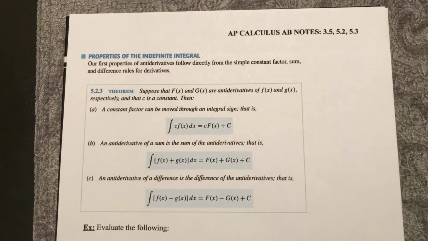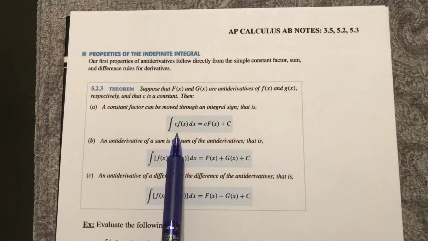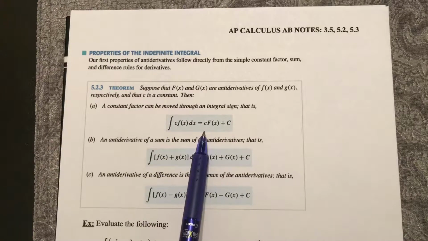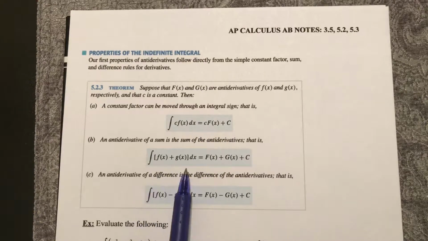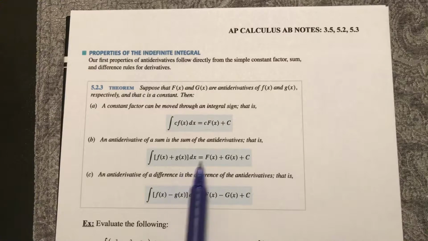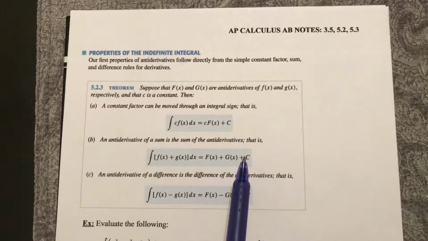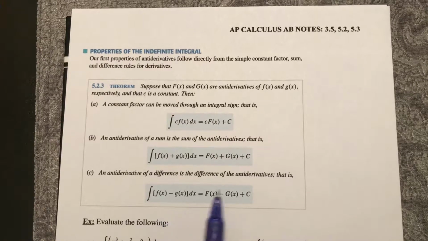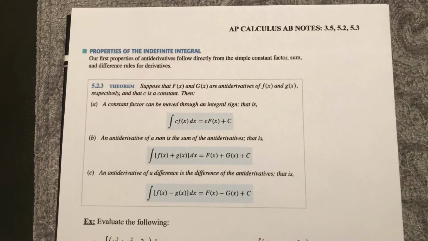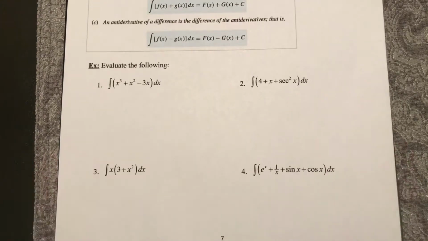So before we get into our examples, let's look at a few properties of integrals. If you have a constant within your integral, it's the constant multiplied by the antiderivative plus c. If you have the sum of two functions, you could just find the sum of their antiderivatives plus c. And same thing for difference. You can find the difference of their antiderivatives plus c. So we will be applying these properties below.